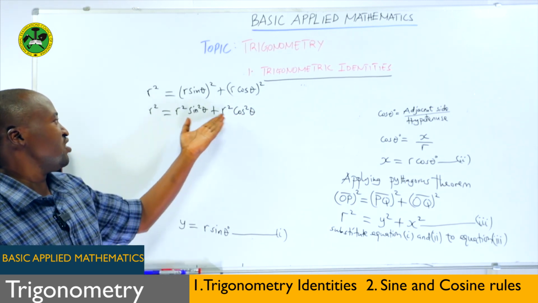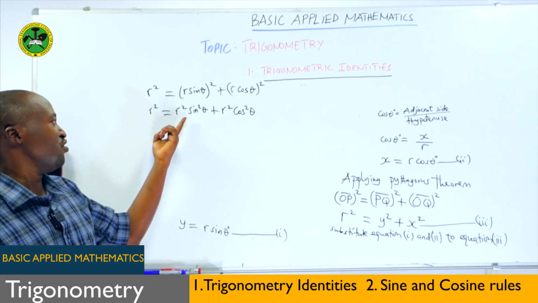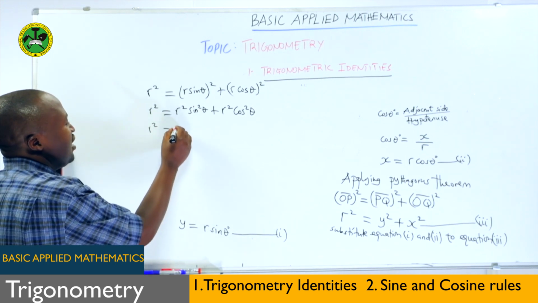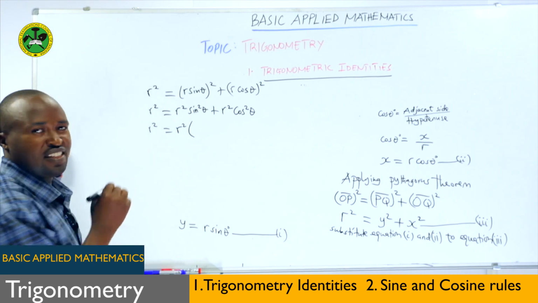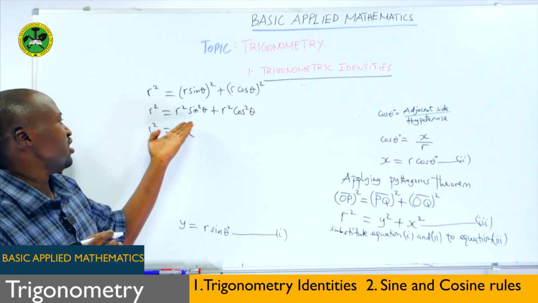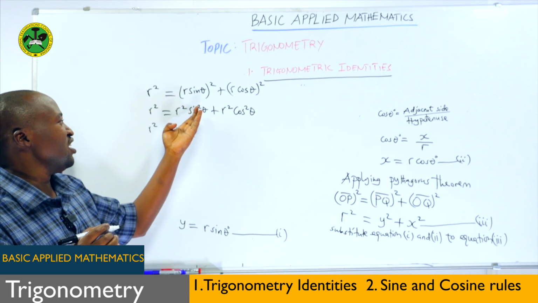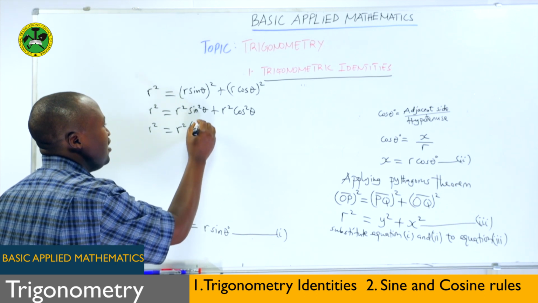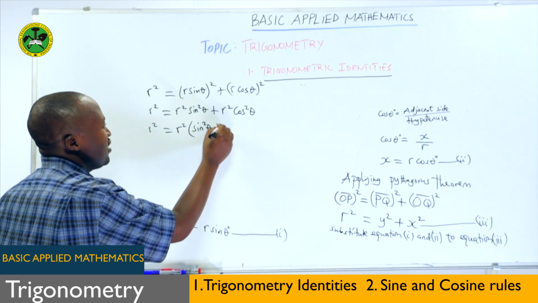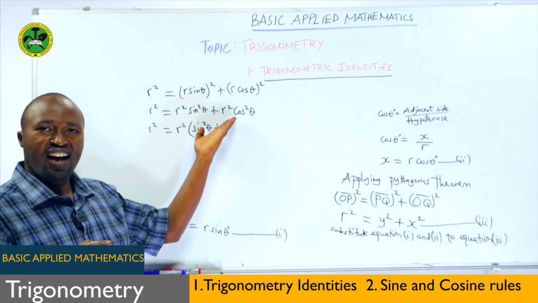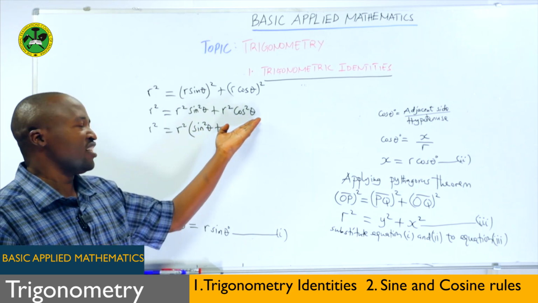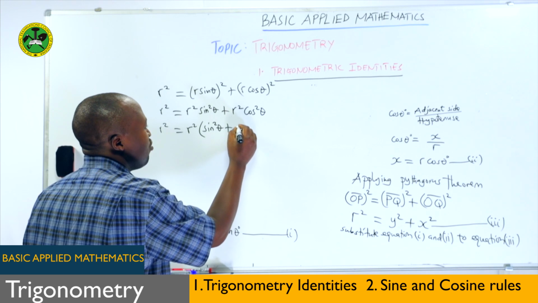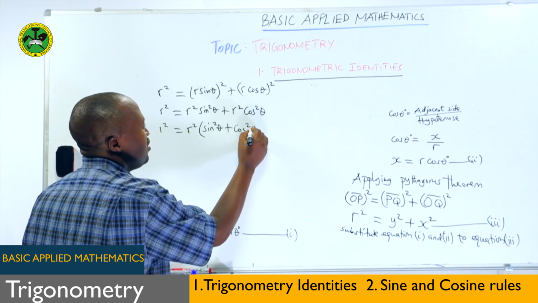Then here r squared is common for sine and cos. So we write r squared out of the bracket. We are going to remain with r squared sine squared theta divided by r squared, which leaves sine squared theta, plus again r squared cos squared theta divided by r squared, so the remaining is cos squared theta.